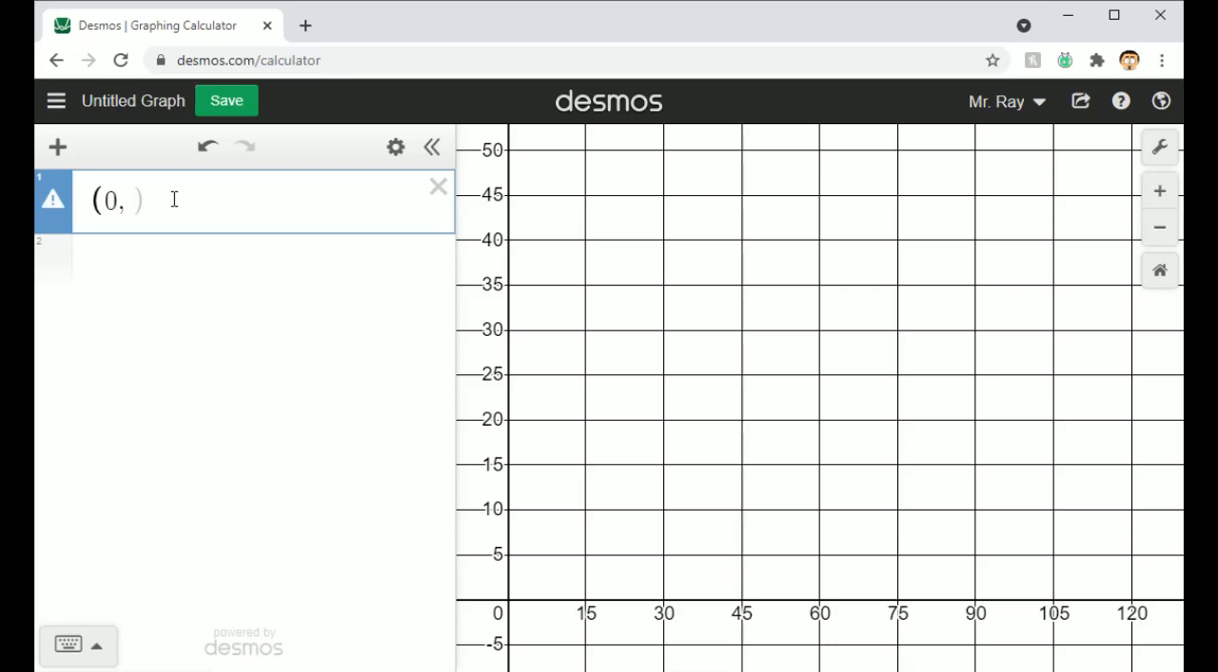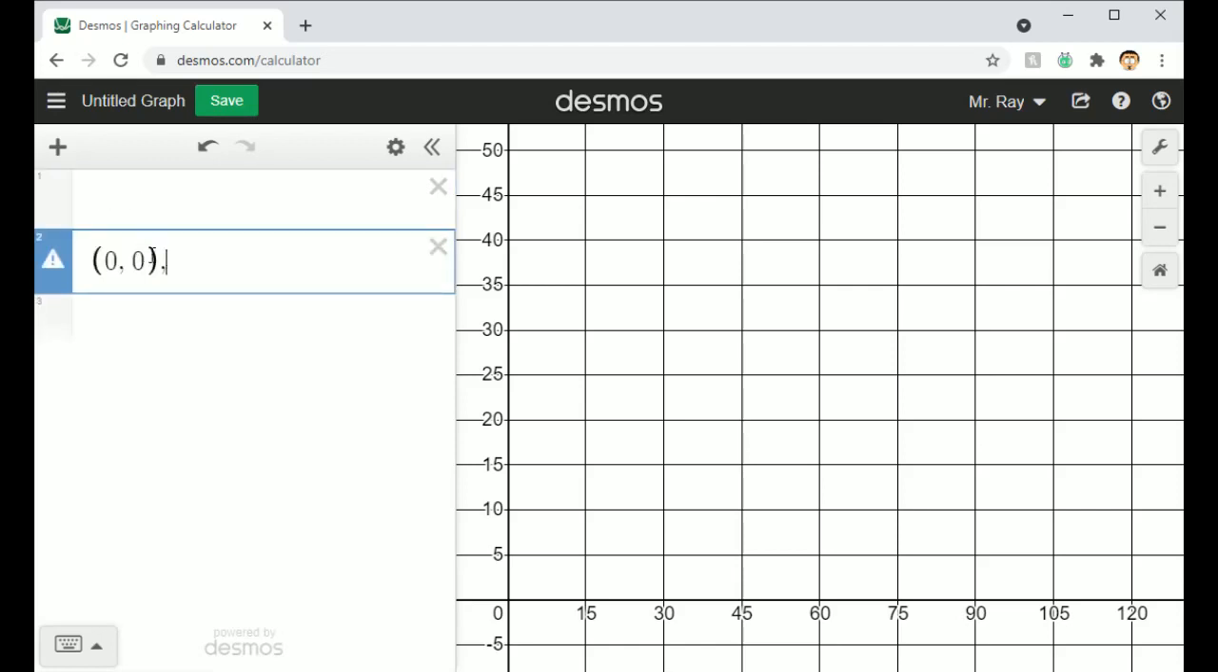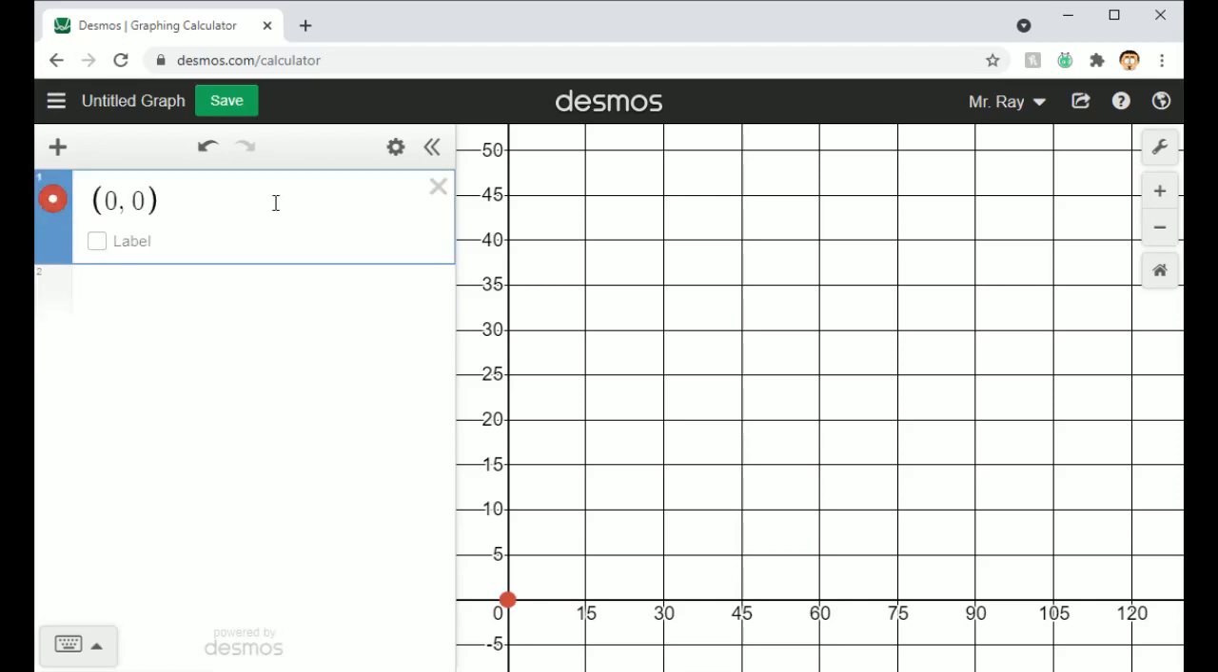We have a speed of 0. I'm just going to cheat and change colors because it's more interesting. And then we said at 15 seconds, it had a speed of 0.74. And then at 30 seconds, it had a speed of 1.047.